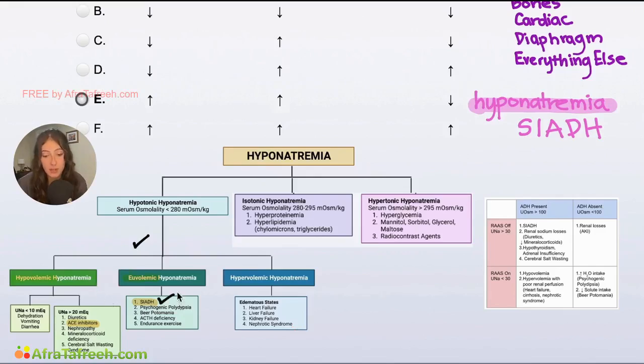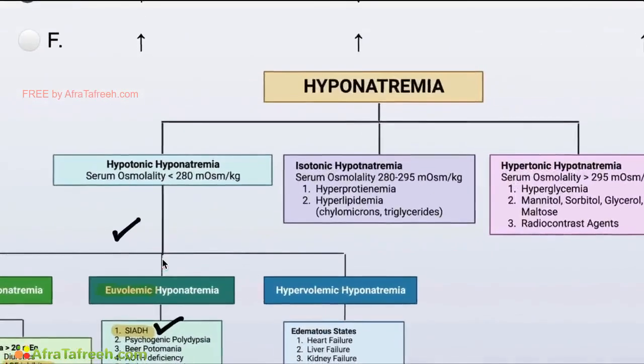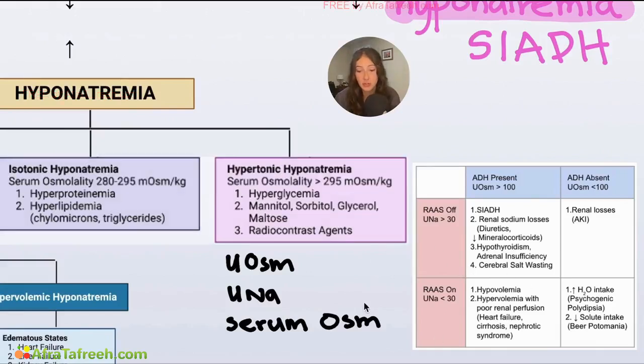Once we have settled on the fact that SIADH is going to be the most likely cause of this patient's hyponatremia, we can zoom over to this chart over here to help us answer the rest of the question. The question asked us about the diagnostic urinary findings, and it gave us urine osmolality, urine sodium, and serum osmolality. Remember that urine osmolality is a great proxy lab for seeing if we have ADH in circulation.